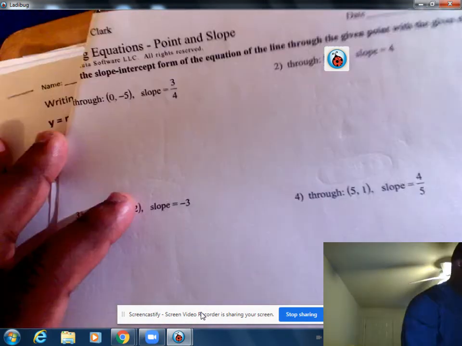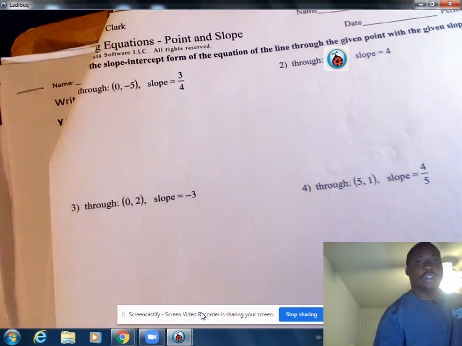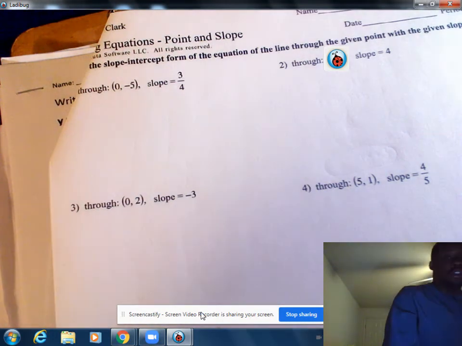All right. The name of this lesson is point slope. So what they're doing is they're going to give you a point on a specific line. They're going to give you the slope of the line, and they're going to ask you to figure out what is the equation of that line.